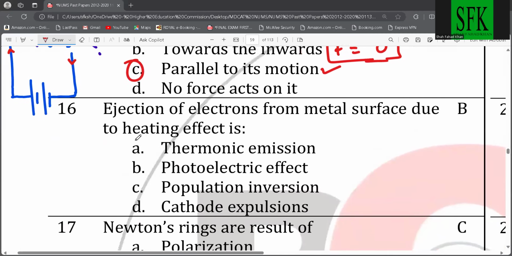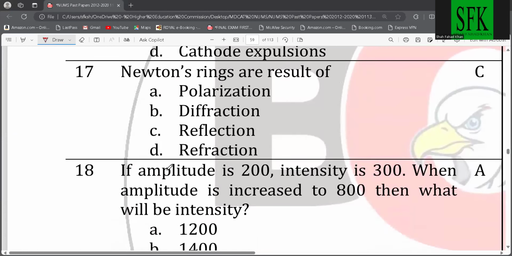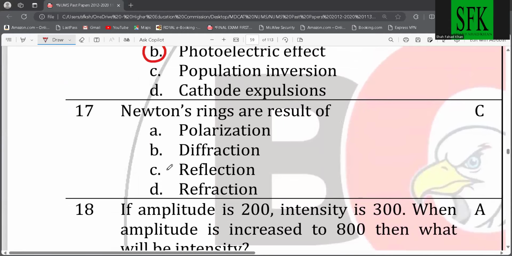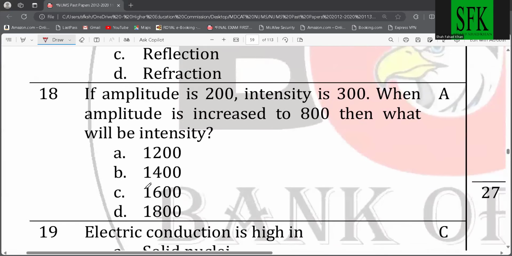Then, ejection of electrons from the metal surface due to the heating effect is known as the photoelectric effect. From the metal surface, but heating effect, yeah, fine, you can say that. Photoelectric effect. And Newton's rings are the result of reflection, refraction, polarization, diffraction. You can check this out from the textbook directly.